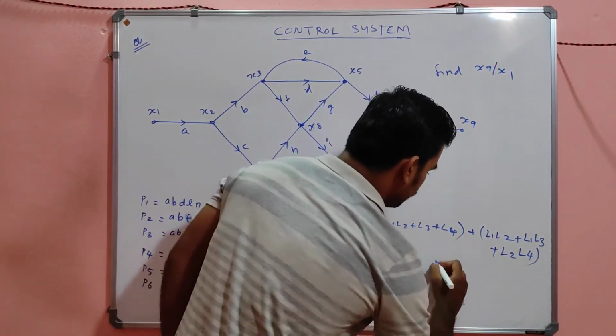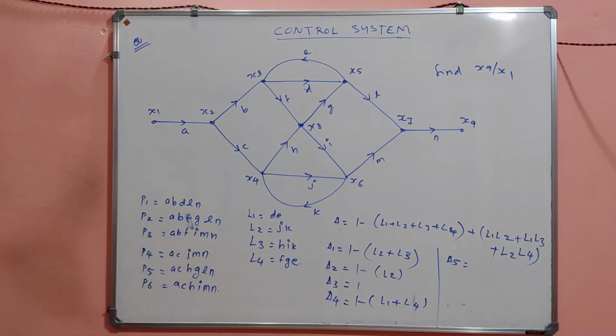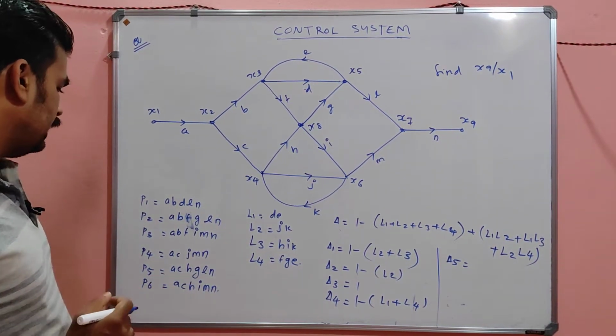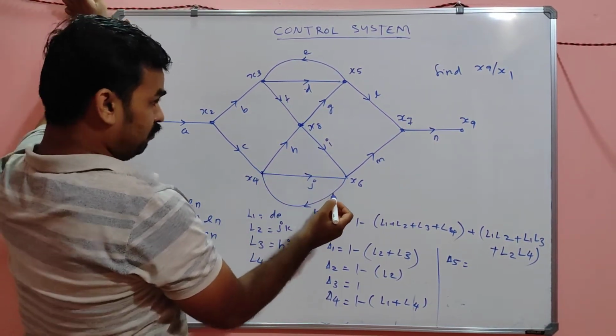So what will be del 5, my dears? What will be del 5? Del 5, ACHGLN. What?